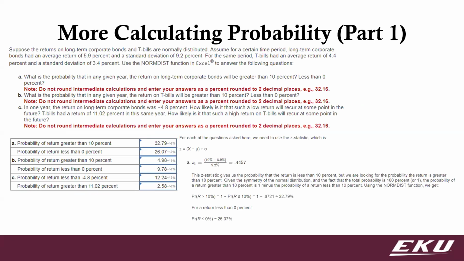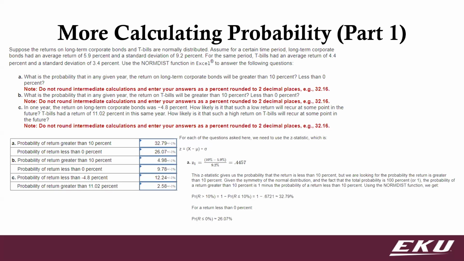Okay, here, again, there's just more parts to it, but we're still just going to be calculating probability. I just had to split this up over a couple of slides. So they're telling us that we have long-term corporate bonds and T-bills. They tell us the average return and the standard deviation for those. And then what's the probability that it's greater than 10% or less than 0%? Now we did 0 already, but we're also going to do 10%, and it would be the same thing, only we're using X as 10 instead of X as 0.